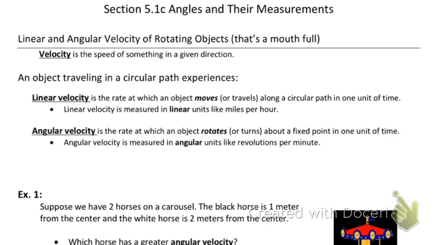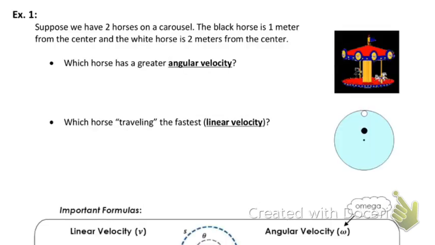Linear velocity is measured in linear units like miles per hour. The next one is angular velocity. Angular velocity is the rate at which the object rotates or turns about a fixed point in 1 unit of time. Angular velocity is measured in angular units like revolutions per minute. Now, those two can seem very similar at times, and so in example 1, we can hopefully get to the root of why they're different and why they even use different units.